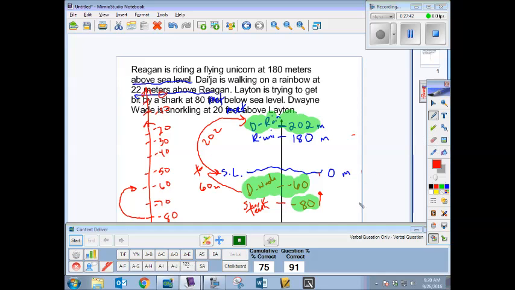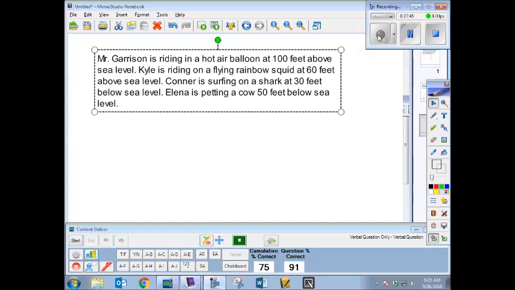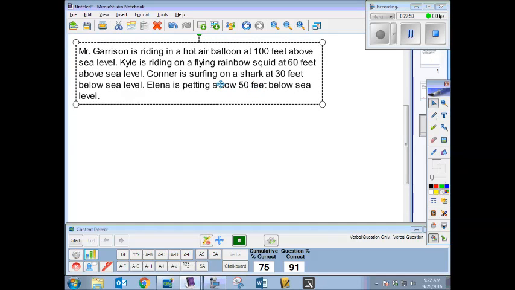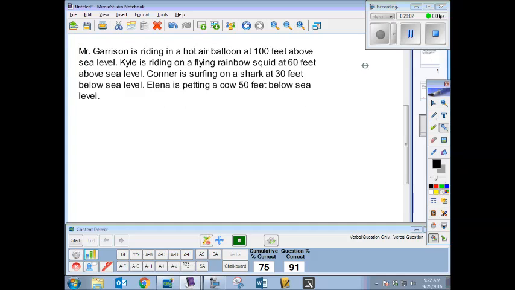Everybody got that? So here's our situation. This one's a little bit different, so please listen. Mr. Garrison is riding in a hot air balloon at 100 feet above sea level. Kyle is riding on a flying rainbow squid at 60 feet above sea level. Connor is surfing on a shark at 30 feet below sea level, and Elena is petting a cow at 50 feet below sea level.